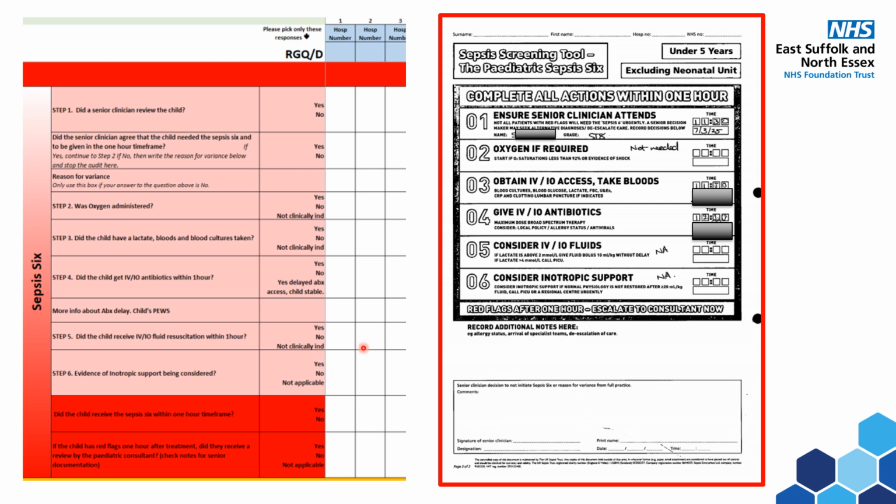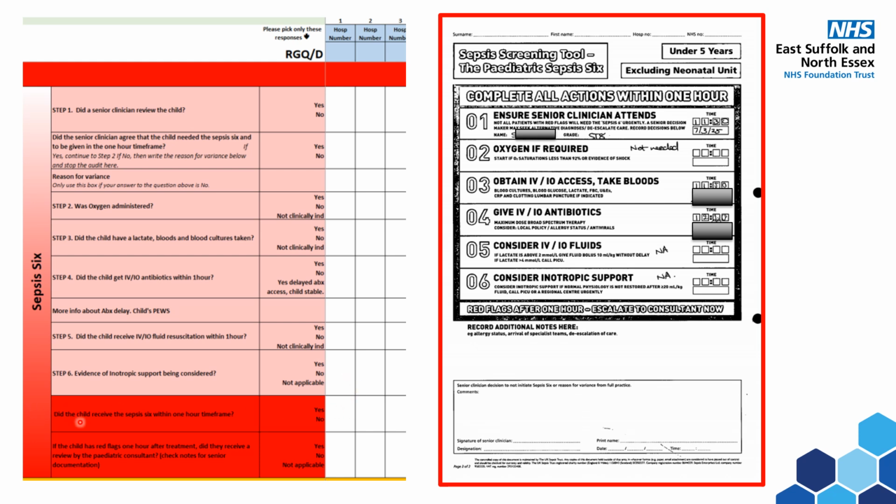Now, if they've left that blank when they've done this sepsis screening tool, you can then make a clinical decision. You can look in the child's notes to see, okay, were they deteriorating? Did they need inotropes and we didn't give it? Or have they said that the child improved after the Sepsis 6 or during the Sepsis 6? So you can make that clinical decision. If you're not sure, then please do ask somebody senior who'll be able to help you with that question.